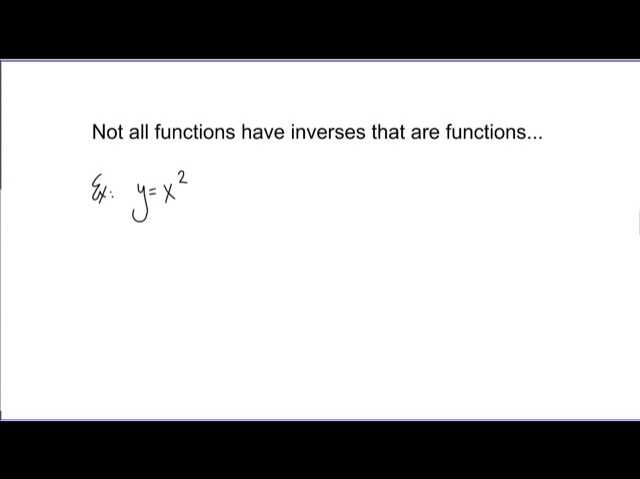Now, it is important to point out that not all functions actually have inverse functions. Every function will have an inverse. In other words, you're always going to be able to switch the x's and y's to get the inverse, but the inverse isn't always a function. Here's an example. Y equals x squared.